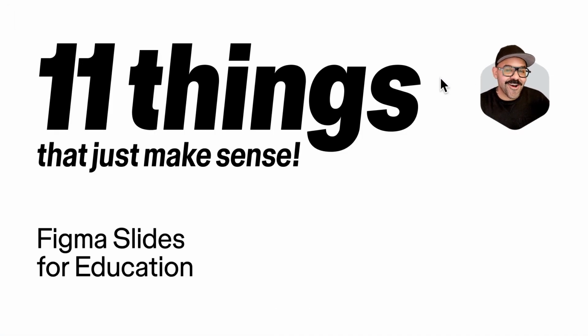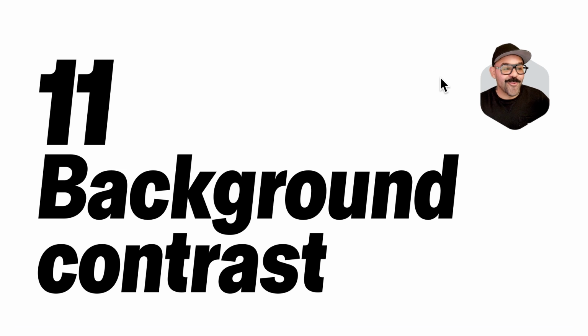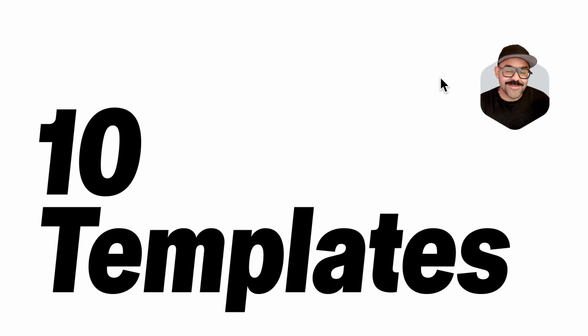So here are the 11 things. 11, background contrast, giving you the ability to change the background color that then updates the foreground color if you're using black or white text to better see the text on the slide. Number 10, templates. You can use existing templates. You can publish your own templates. You can mix and match slides across templates. Templates are going to be a composite of layout, color styles, text styles, as well as grid styles.